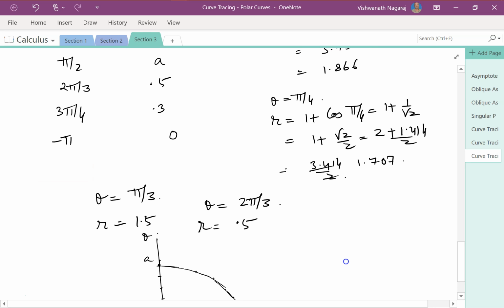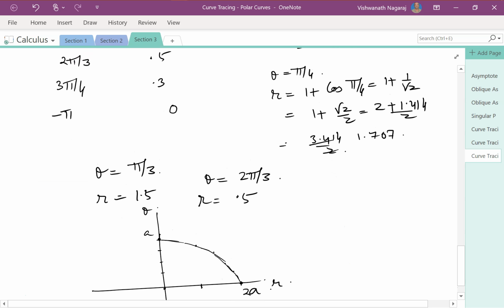Now let's look at 2 pi by 3. 2 pi by 3 is this, which is nothing but equivalent to pi by 3. So this is going to be, let's say, 1, and this is going to be 2. So if it is 2 pi by 3, it is 0.5, and 3 pi by 4 is 0.3. 3 pi by 4 is nothing but equivalent to pi by 4. So that is 0.3. Okay.